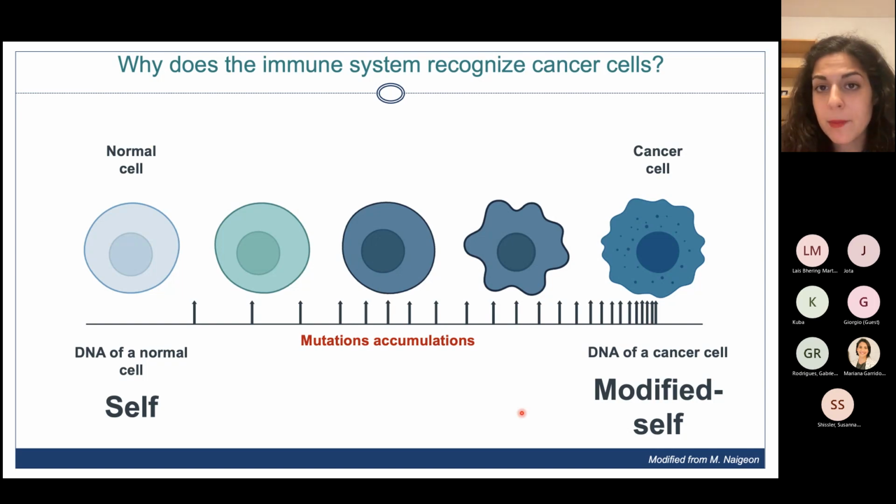Why can the immune system recognize the cancer cells? Here you have a normal cell that is completely self. During the process of oncogenesis, the cells will have lots of different transformations due mainly to the accumulation of mutations. And this will lead to a modified self that can be targeted by the immune system.